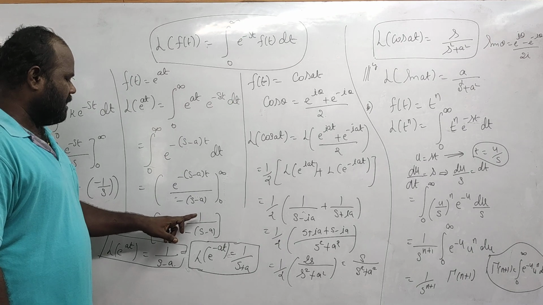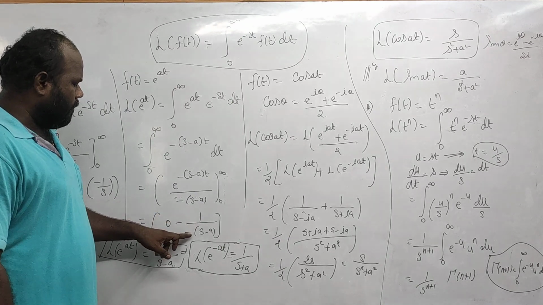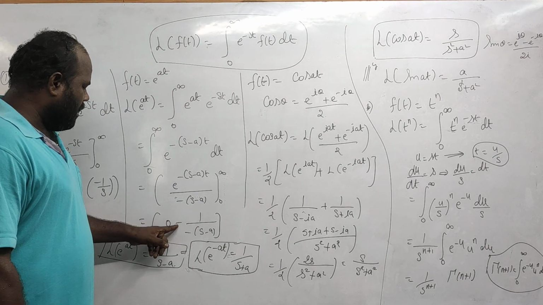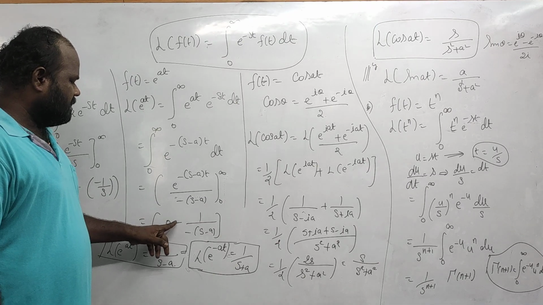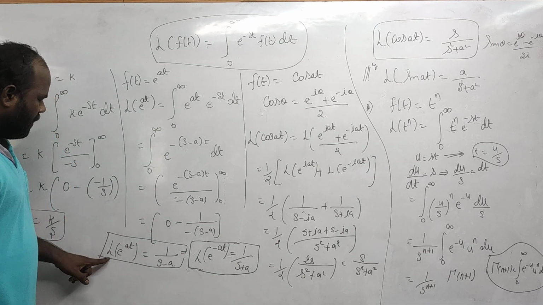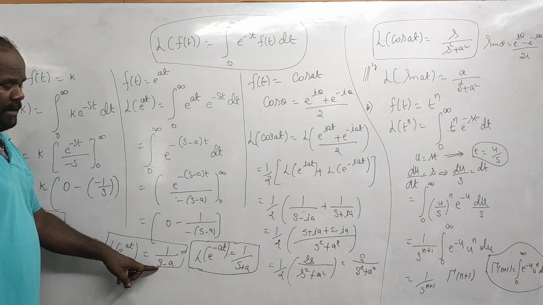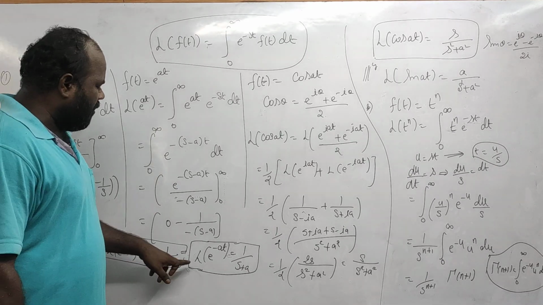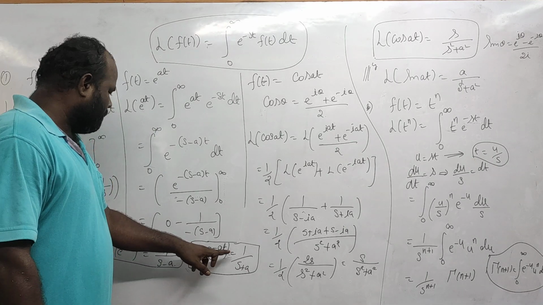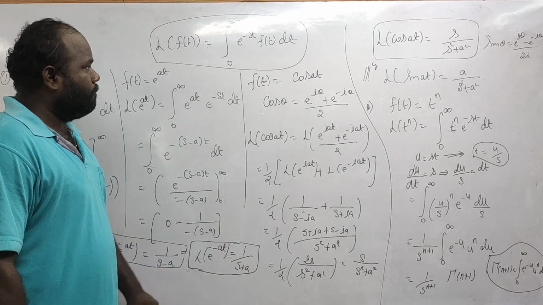So we get minus of minus of 1 by s minus a. Already the lower limit minus should be there, so this minus minus becomes plus. So Laplace of e power at is equal to 1 by s minus a. Similarly, you can derive the formula for Laplace of e power minus at. That formula is 1 by s plus a.